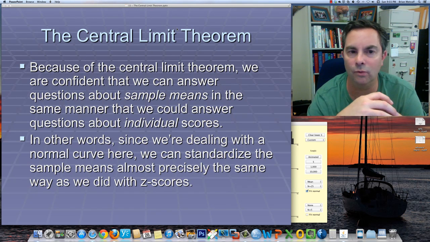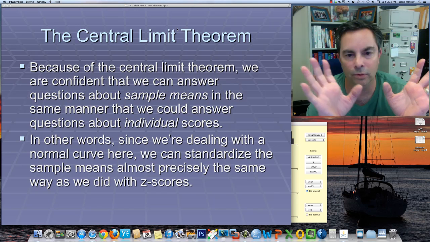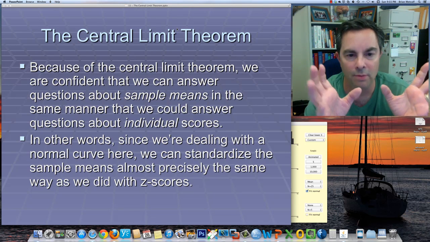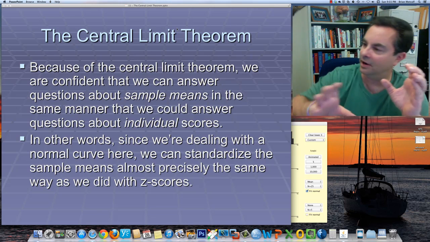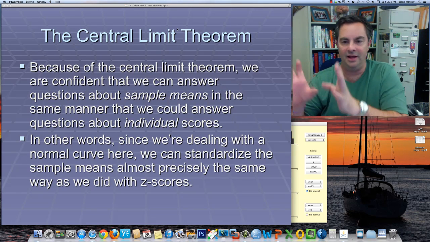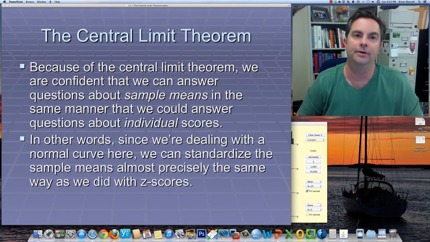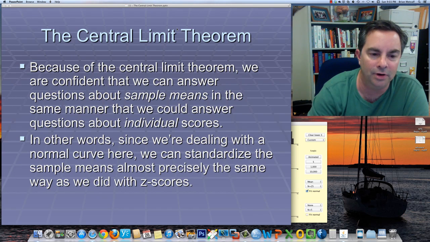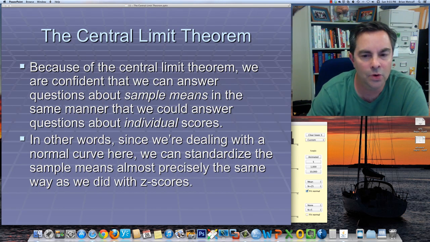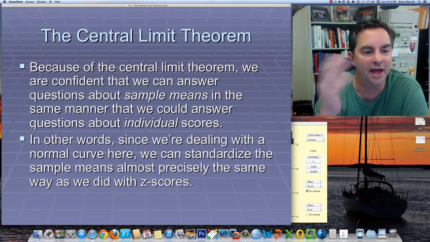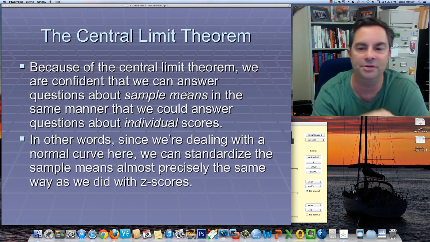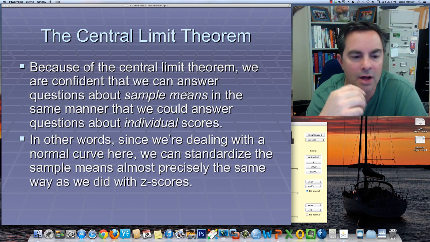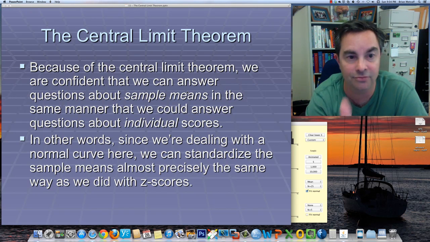All right, and I can go backward as well. I could find out what would be a rare sample needed. What mean would I need to be? How high should it be for me to be considering that it's out there in the rare zone, in that less than 0.05 area? Okay, so it works backwards as well. So we're dealing with a normal curve here. We can standardize the sample means almost precisely the same way as we did with z-scores, and perhaps in another episode I'll demonstrate just that for you.